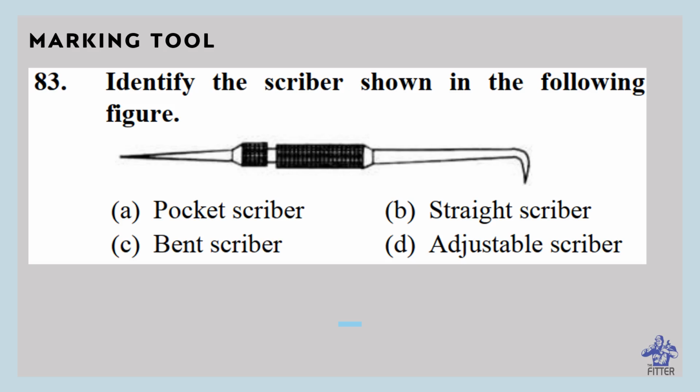Identify the scriber shown in the following figure. That is adjustable scriber, option D. The length of this type of scriber can be increased or decreased according to the need. It contains a hollow sleeve which carries knurling on the outside part. And the wire of the scriber goes inside the sleeve with the help of a nut.